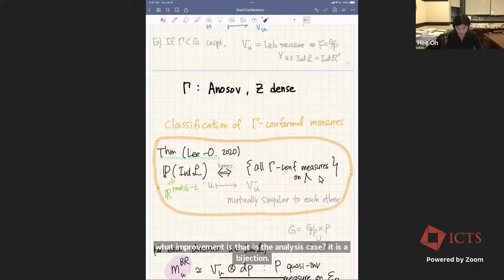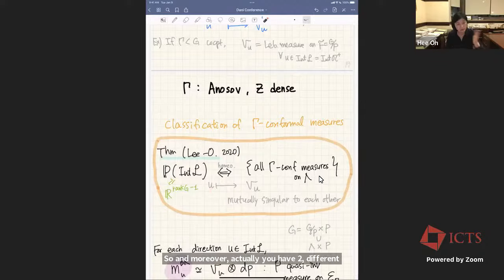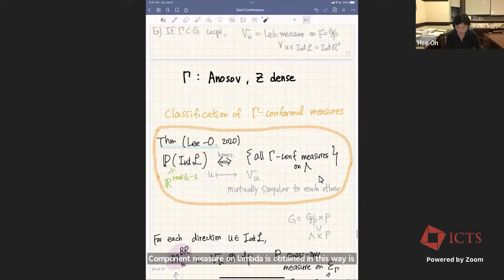Moreover, if you have two different directions, then the measures are not only different, but in fact mutually singular to each other. And every gamma conformal measure on lambda is obtained by that construction. Therefore, we have a family of gamma conformal measures which is homeomorphic. We prove they are not only bijective but homeomorphic. So we have a family of gamma conformal measures parameterized by R to the rank G minus 1.